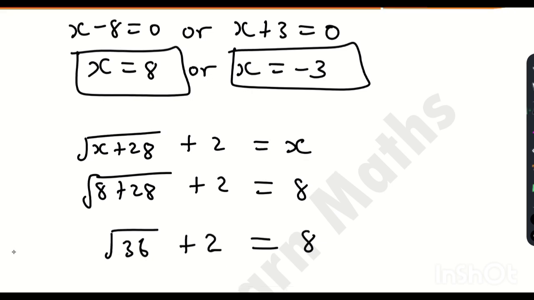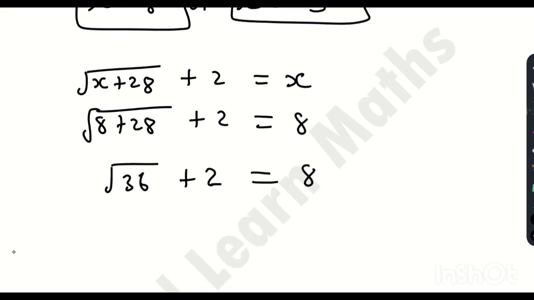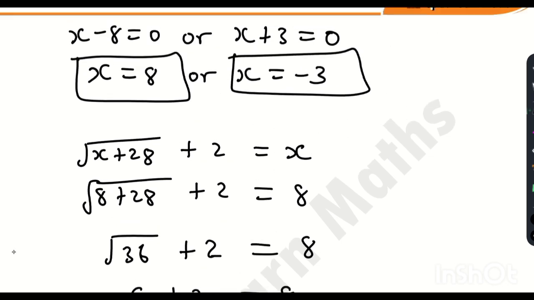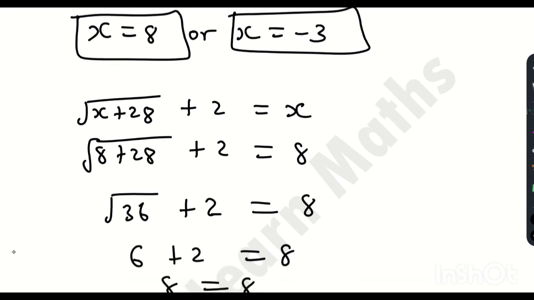Let's see. What is the square root of 36? That's 6. And 6 plus 2 is what? 8. So yes, x is equal to 8 is true. What about x is equal to negative 3?